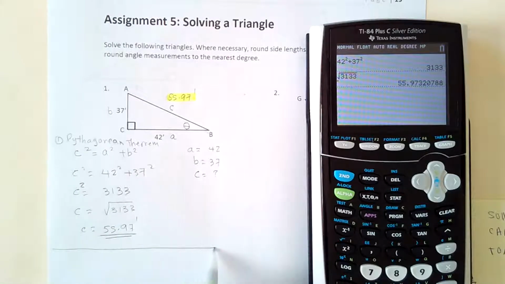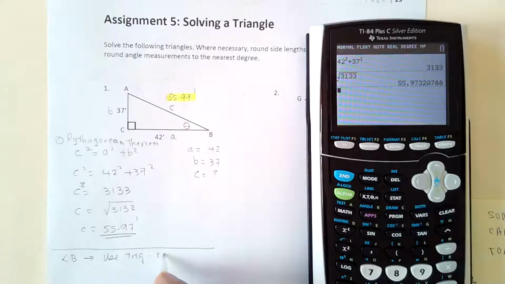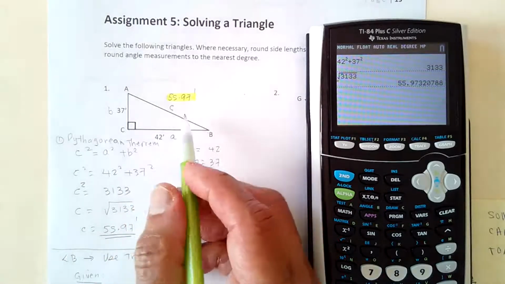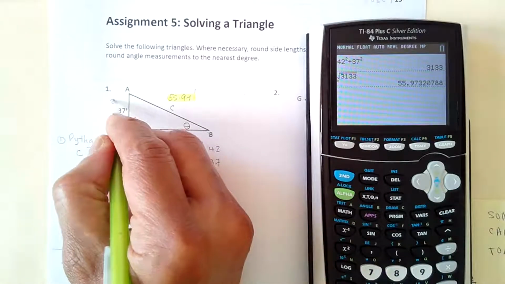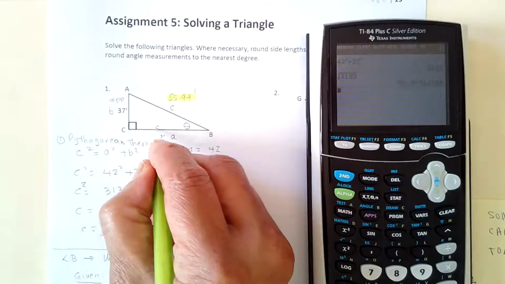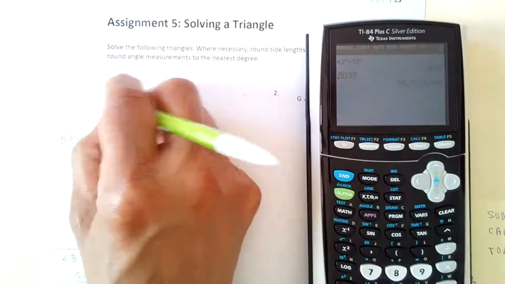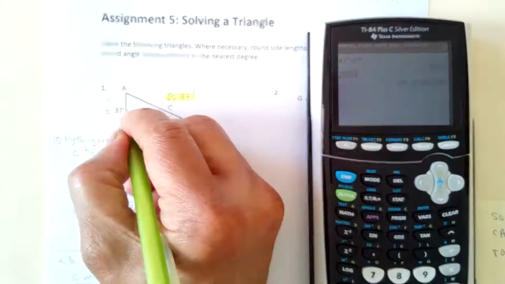So to find angle B, use the trig ratio. So what is given? Now we have to label the sides. So this side will be the opposite. This will be the adjacent. So I'll put that in here, so it looks less cluttered.